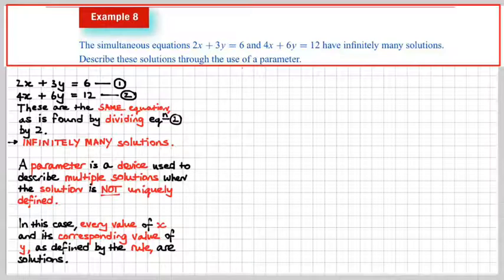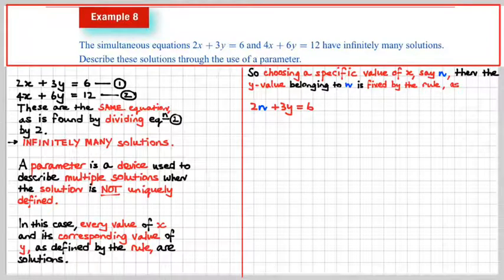So you pick any x value, plug it into the rule, and you'll get the y value which belongs to it, which is a solution. Because these two lines are on top of each other. You know what I mean? Okay, so choosing a specific value of x, say n we could call it, then the y value belonging to n is found by the rule.